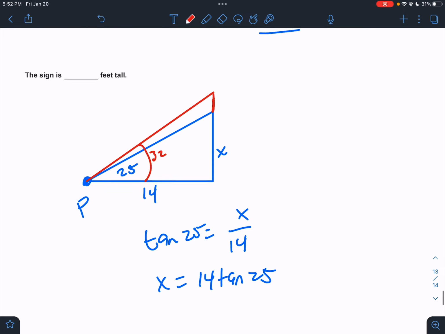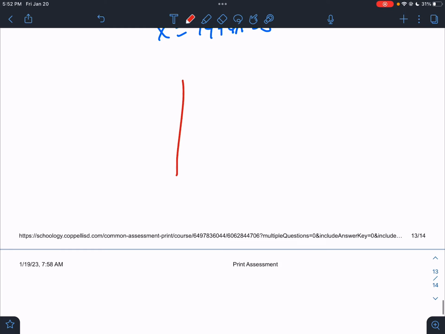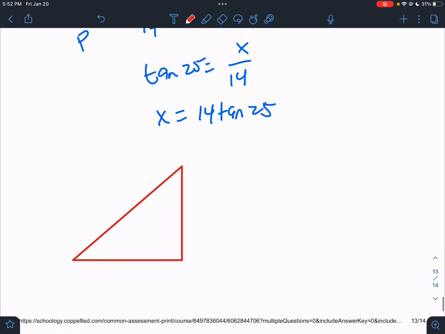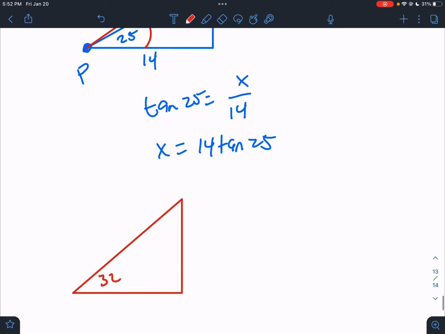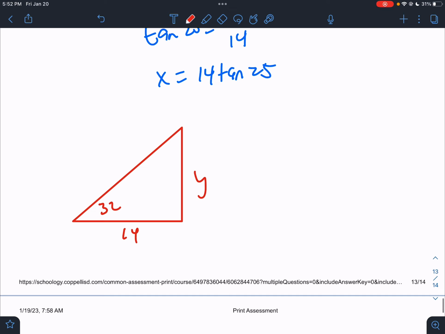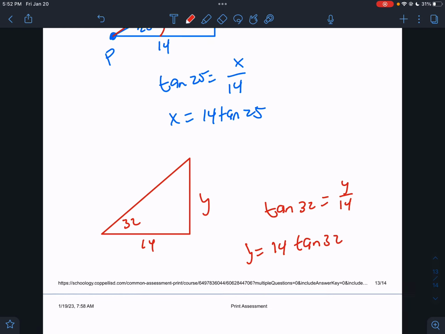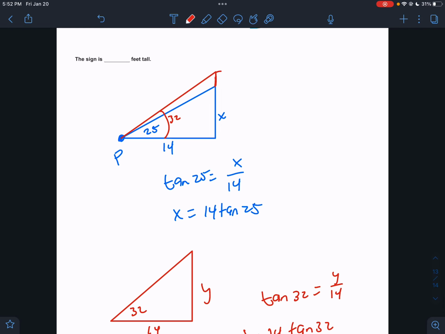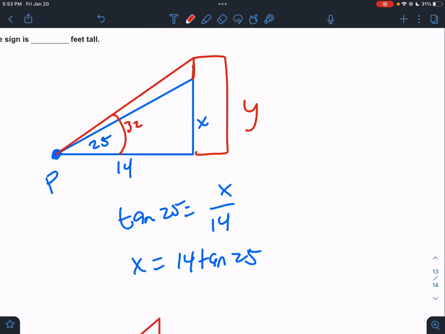I believe it's very helpful to pull the triangle out and work on it separately. That angle of elevation is 32. We're still 14 feet away. I'm going to call that y. So that would be the tangent of 32 equals y over 14. So y equals 14 tangent 32. Y would represent from the ground all the way to the top of the sign.